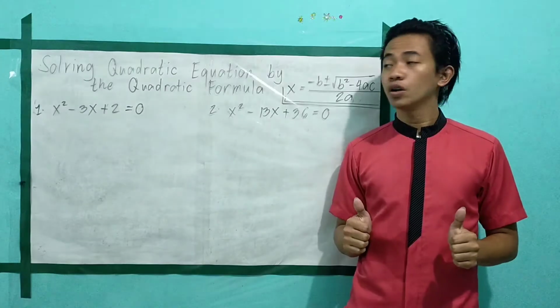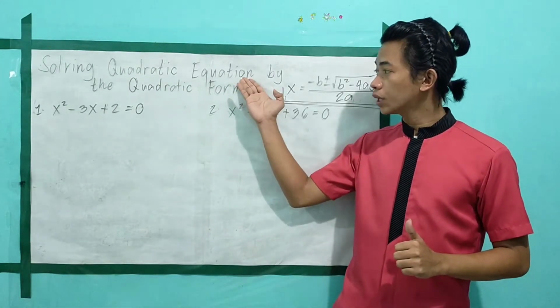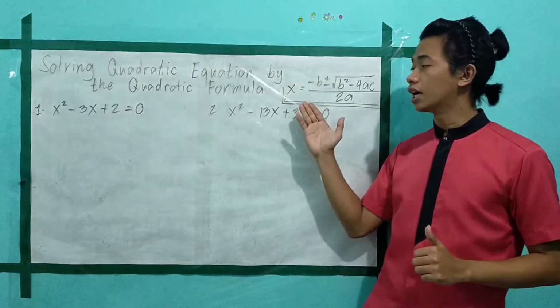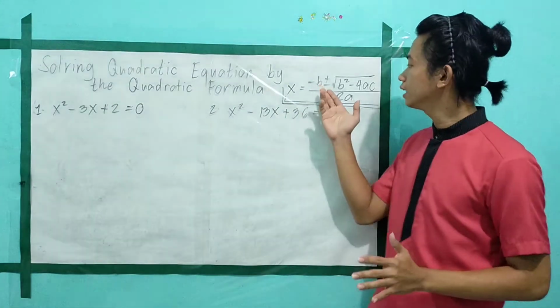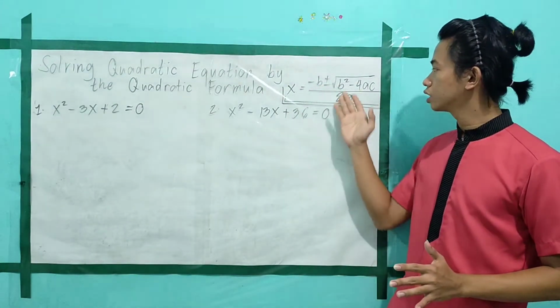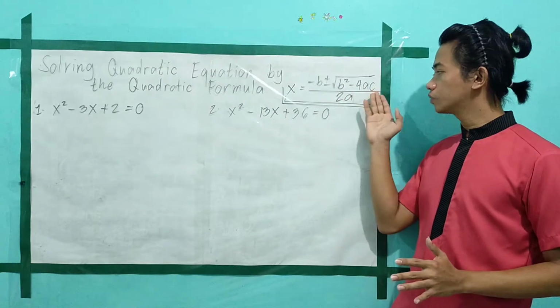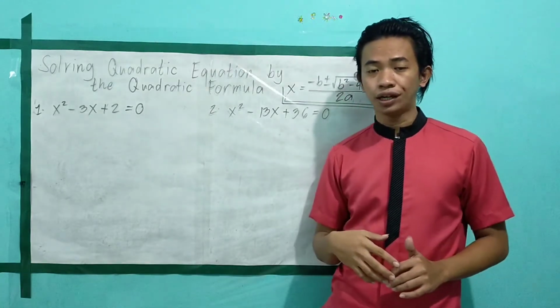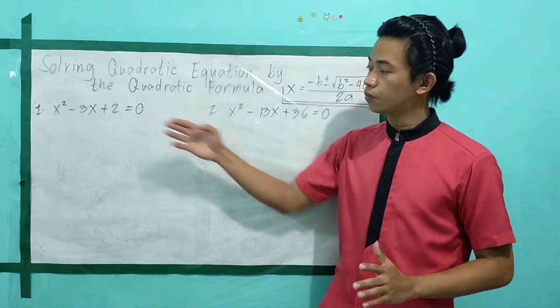In this video, you will learn how to solve quadratic equation by the quadratic formula. Our quadratic formula is negative b plus minus square root of b squared less 4ac all over 2a. So, problem number 1 tayo.